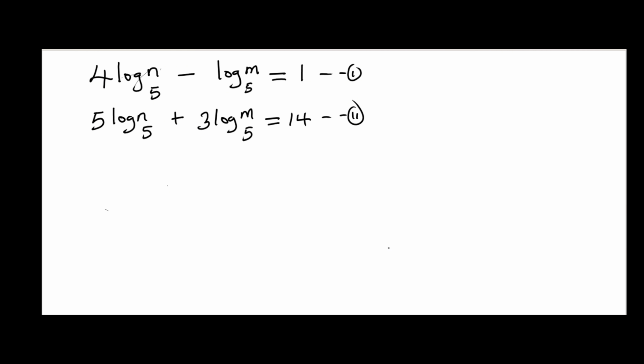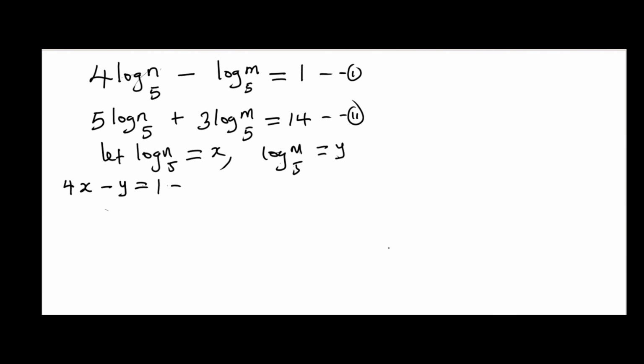First step, let's substitute the values of log n and log m by letting log n base 5 equal to x and log m base 5 equal to y. Therefore, from the equations we now have 4x minus y equal to 1, and that's equation 1. And then equation 2 is 5x plus 3y equal to 14. Now, by the substitution method, let's start with equation 1.